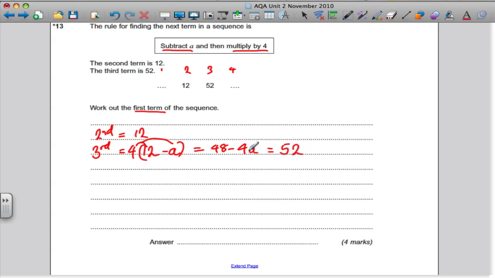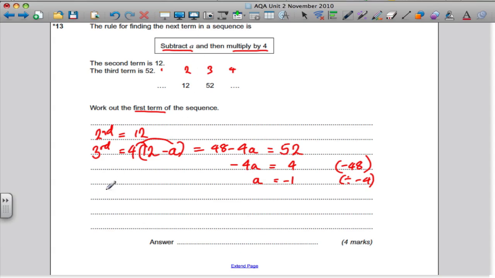So now we can find A. We can solve for this A that we're subtracting each time. If you subtract 48 from both sides, you get negative 4A is equal to 4, and then divide both sides by the negative 4, we would get A is equal to negative 1. So this subtracting A is actually subtracting negative 1.